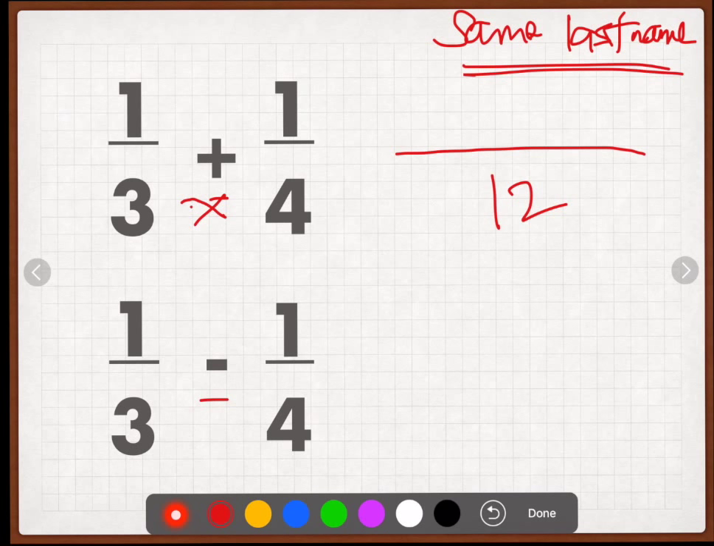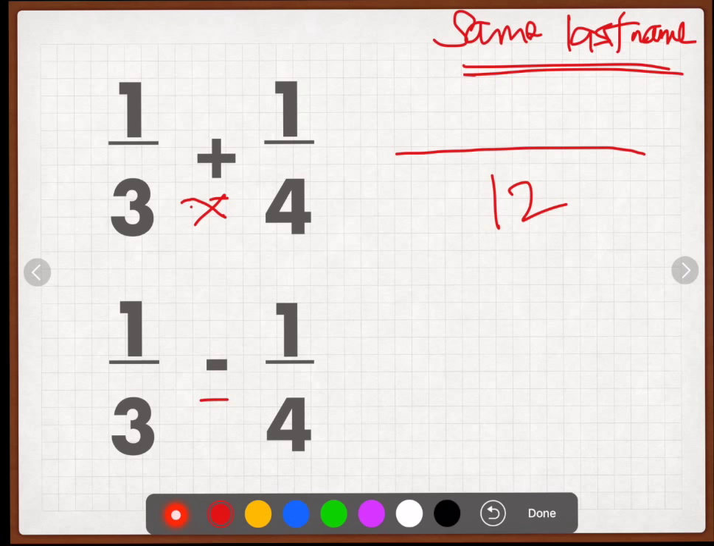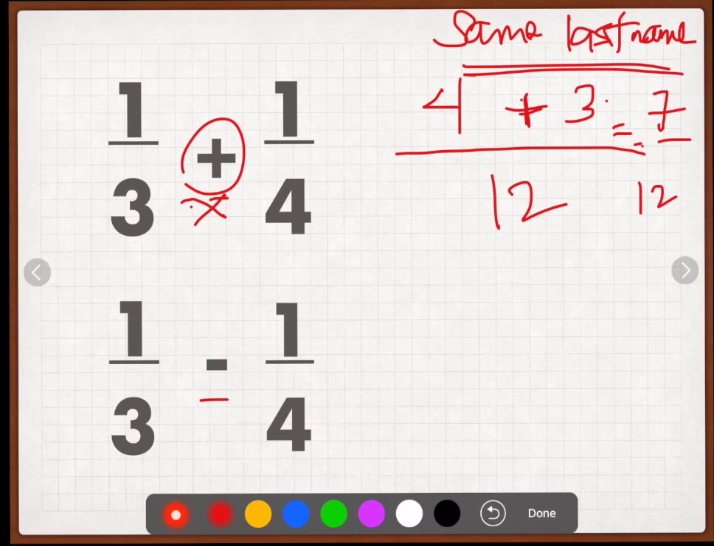3 times 4 is 12. And then, ang next na step would be 12 divided by 3 times 1. So, 12 divided by 3 is 4 times 1. That is going to give you 4. And then, plus, kasi addition naman yung operation, kakopy lang natin yan. 12 divided by 4 times 1, which is going to give you 3. Okay? Ganun ang konsepto niya. Kaya ang magiging sagot is 7 over 12. Okay? Ngayon, dahil hindi mo na siya pwede i-lowest terms, yan na yon.